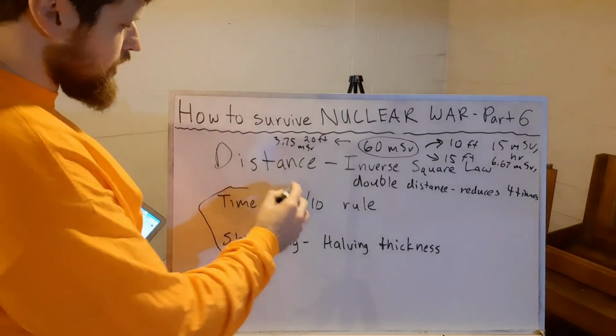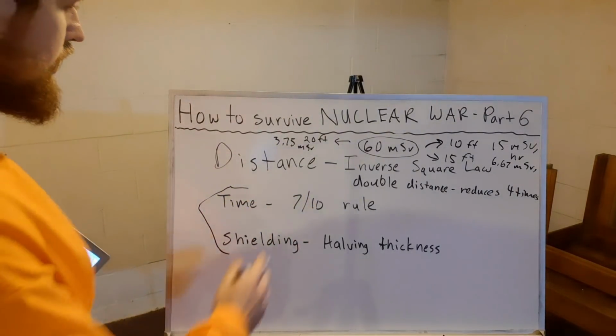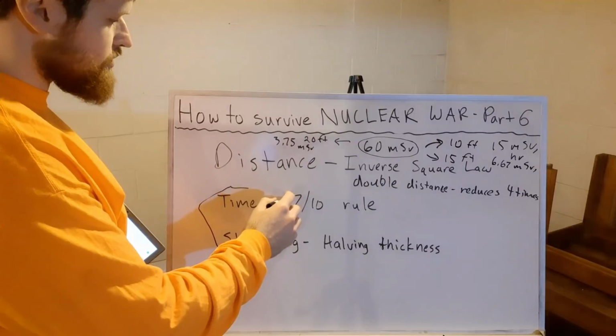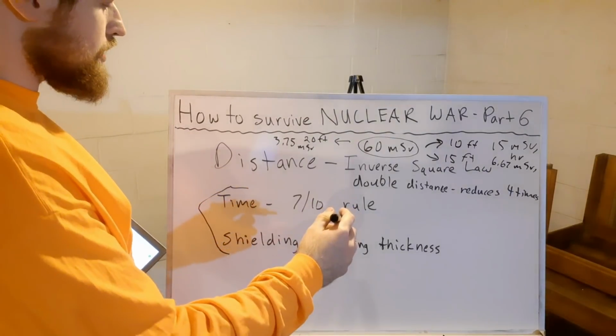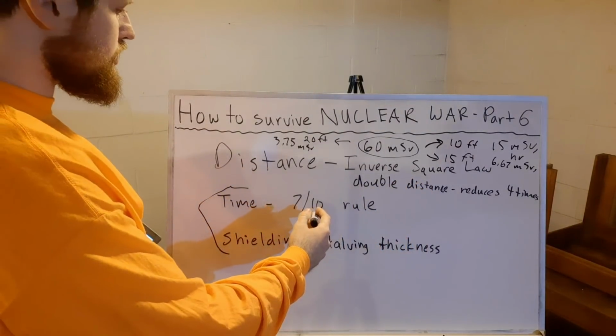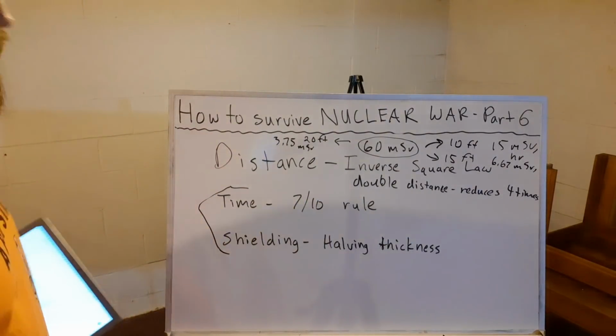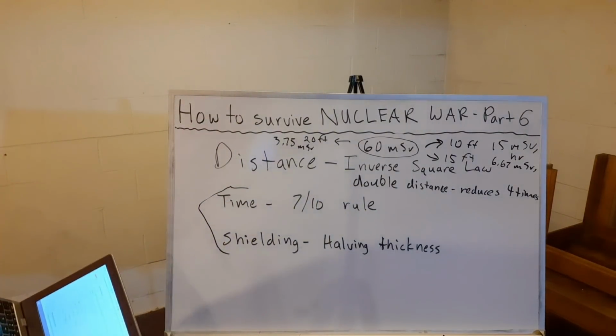So for time, we have the 7-10 rule, okay? This is very easy to understand. For every factor of 7 in time that you go forward into the future, the radiation is reduced by a factor of 10, okay? So what does that mean exactly?